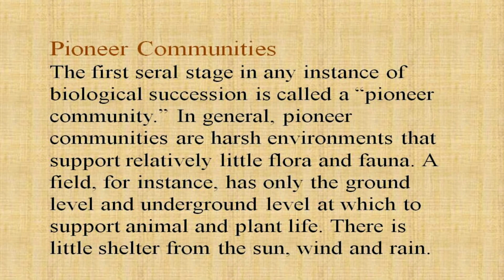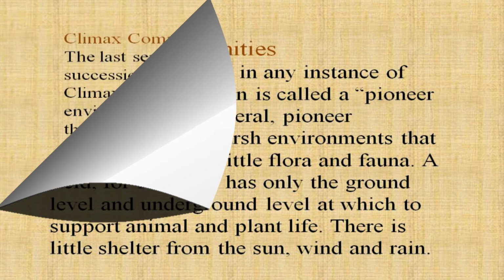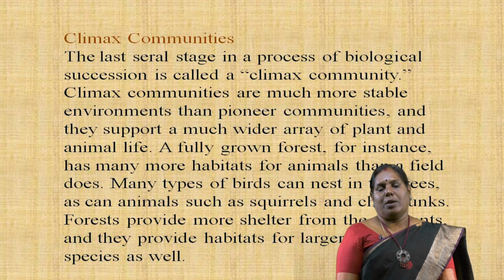Then pioneer communities. The first seral stage in any instance of biological succession is called a pioneer community. In general, pioneer communities are harsh environments that support relatively little flora and fauna. A field, for instance, has only the ground level and underground level at which to support animal and plant life. There is little shelter from the sun, wind and rain. These are the pioneer communities.